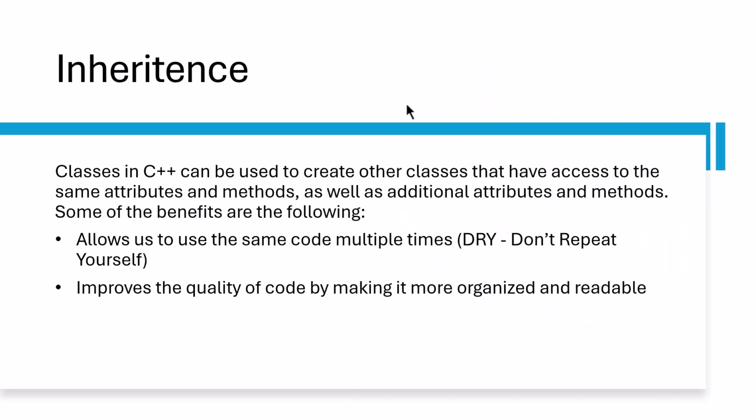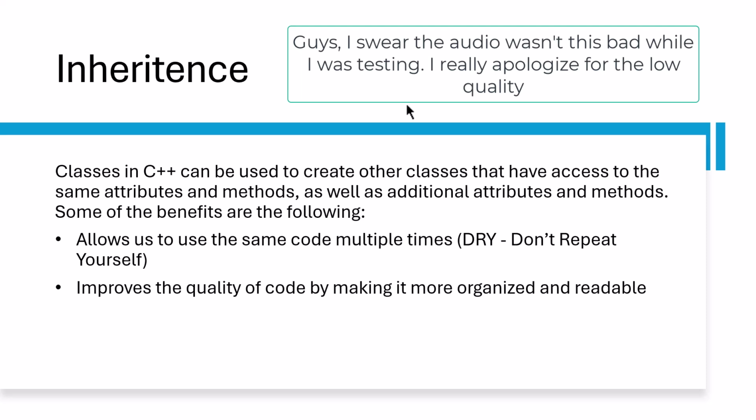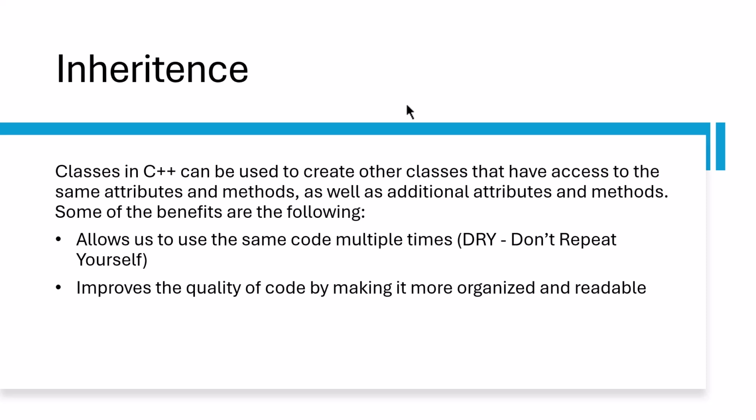And first of all, let's explain what inheritance is. C++ allows classes to be used to create other classes that have the same attributes and methods, as well as additional attributes and methods on top. I'm going to explain it a little better in a moment. Now, some of the benefits of inheritance are the following. It allows us to use the same code multiple times. That means I don't have to write the same things over and over again or copy and paste the same code multiple times. It also improves the quality of code by making it more organized and readable.